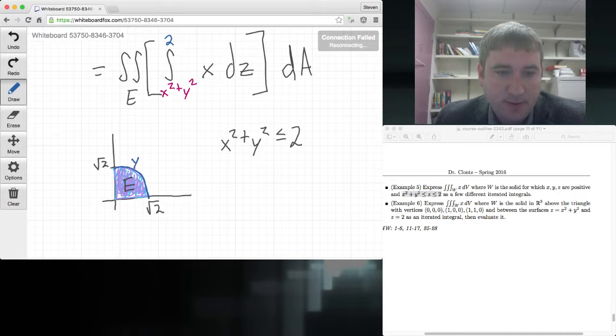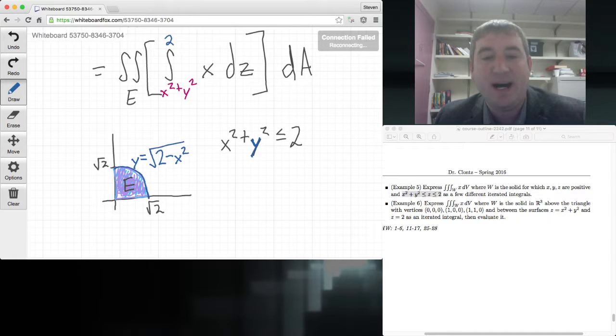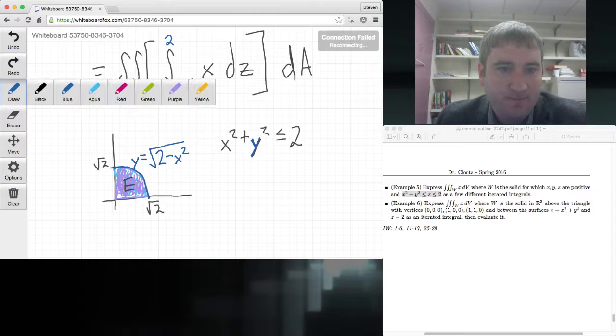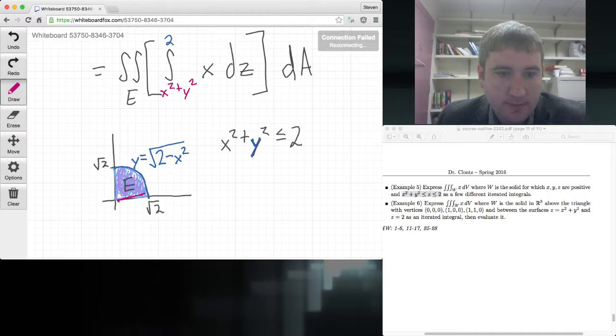Y is equal to, how do I figure out what y is equal to? Well, I can just solve for my y right here. If I solve for my y, that's going to be the square root of 2 minus x squared. It's going to be the positive square root because it's on top. For the bottom, it's even easier. That's going to be y is equal to, of course, just plain old 0.